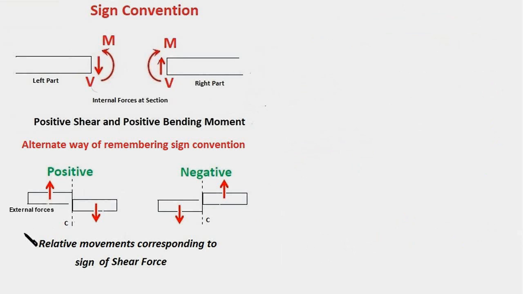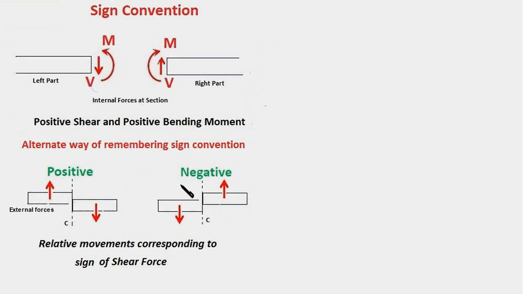There is an alternative way of remembering the sign convention for shear force and bending moment. In this approach, the focus is entirely on the external forces, and as per this convention, the shear force at this point is considered positive if the force on the left part has a tendency to shear off this part as indicated here. In other words, if the forces on the left part are acting upwards, it would mean the shear force at this point is positive.